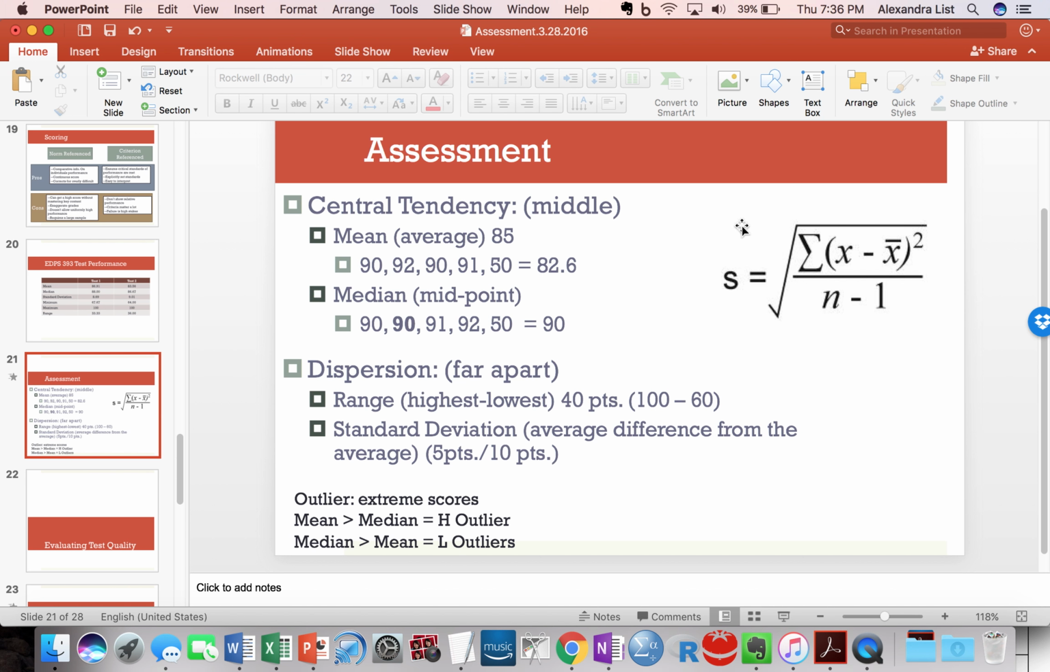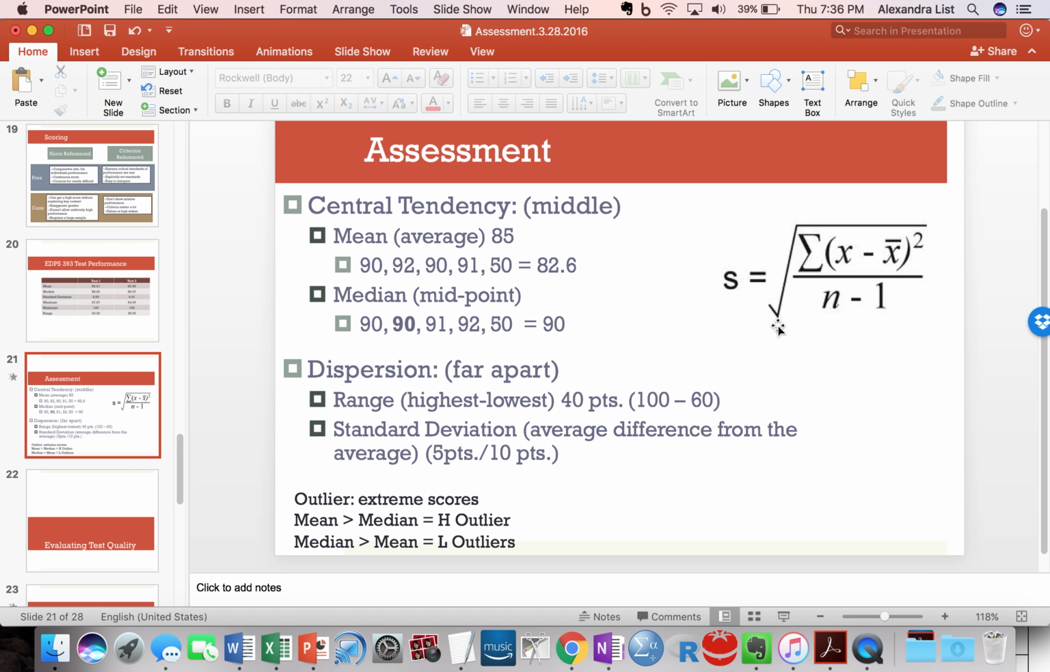Just a note, this formula over here, you don't ever have to know it on a test, but I think sometimes it helps to see the formula for standard deviation to understand what it is. So I'm going to break it down for you, but if you have no interest in this formula, feel free to fast forward through the next 30 seconds.